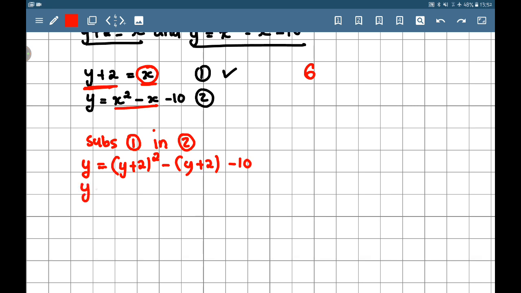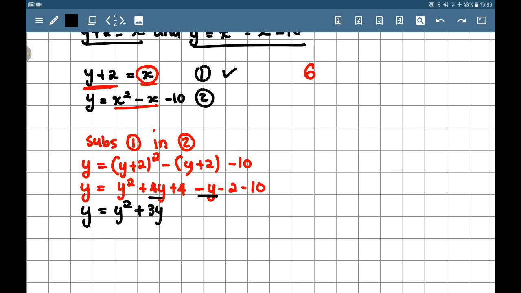Yes. And we are going to have this as y is equal to, when we expand this, y squared plus 4y plus 4 minus y minus 2 minus 10. Are you still following? Yes. And then from here, we're going to have y is equal to y squared. We put like terms together, it's going to give us 3y, right? And then when we put that and that, 4 minus 2 minus 10, it's going to give us minus 8.